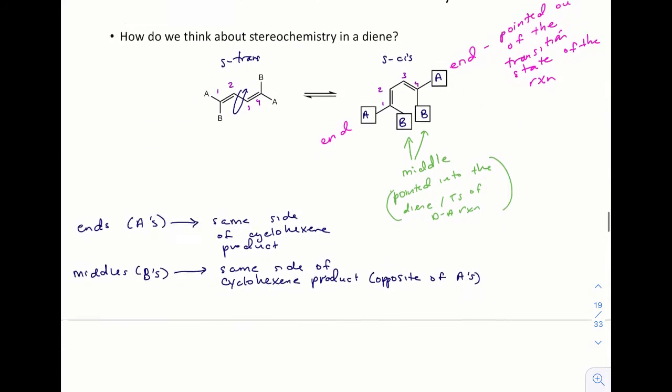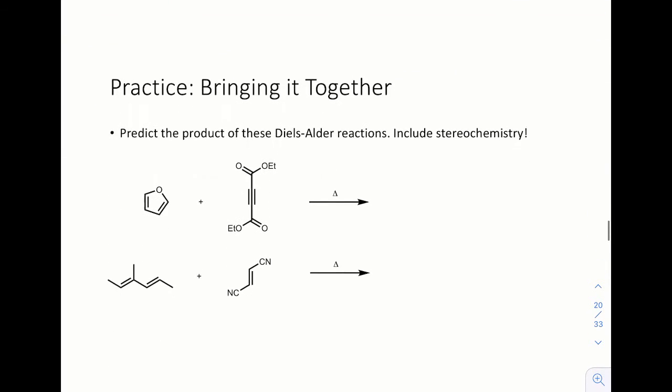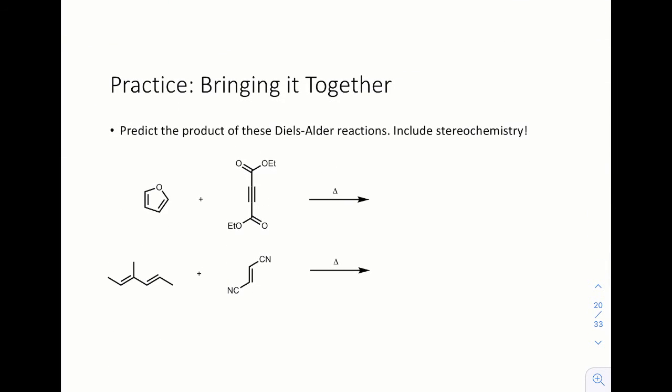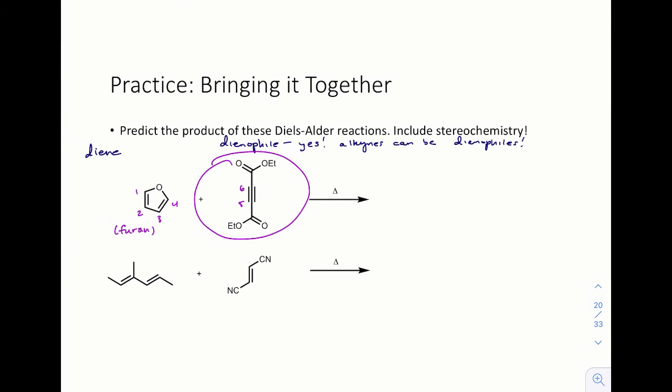Let's use what we've just learned to predict the products of these Diels-Alder reactions, including stereochemistry. In this first example, we notice furan as the diene. It is an aromatic molecule, but it does react in a Diels-Alder reaction. And then an alkyne as the dienophile. Well, that's exciting. And yes, alkynes can be dienophiles. Check it out. This is a quite electron poor alkyne. There are 2 electron withdrawing groups on it. Let's draw the curved arrows.